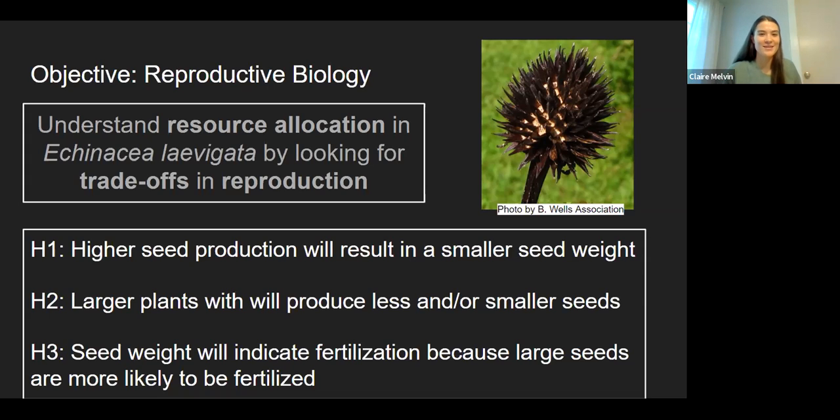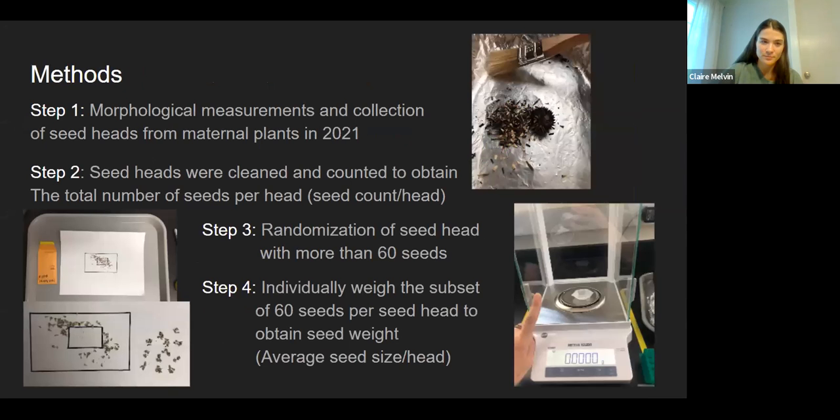So to understand the resource allocation in Echinacea laevigata, I looked at trade-offs in reproduction by testing 3 hypotheses, including higher seed production will result in a smaller seed size, larger plants will produce less and or smaller seeds, and seed weight could indicate fertilization because large seeds are more likely to be fertilized.